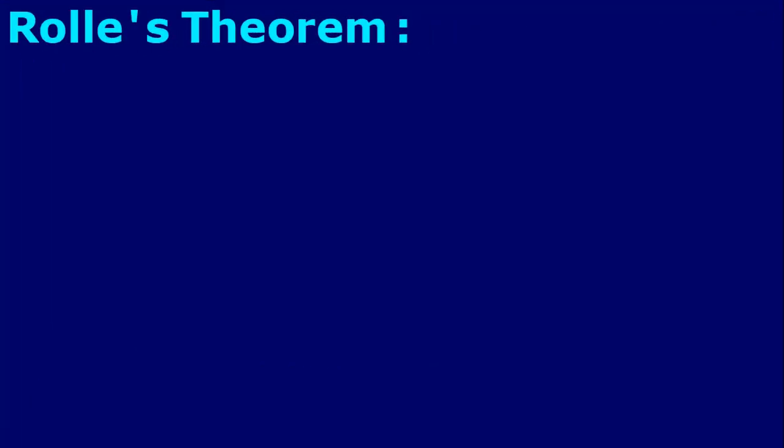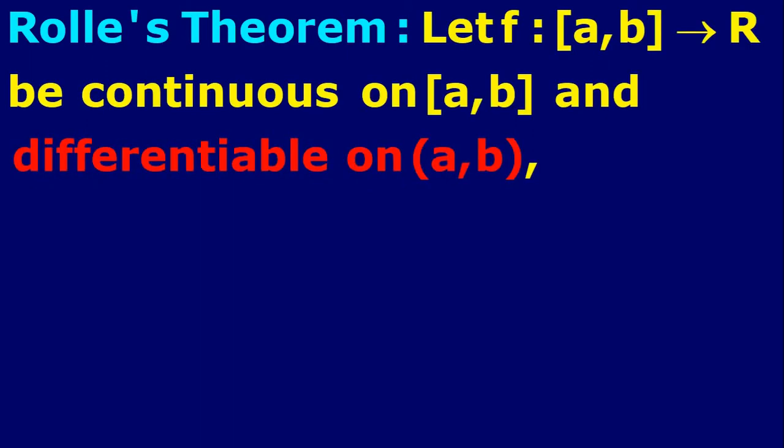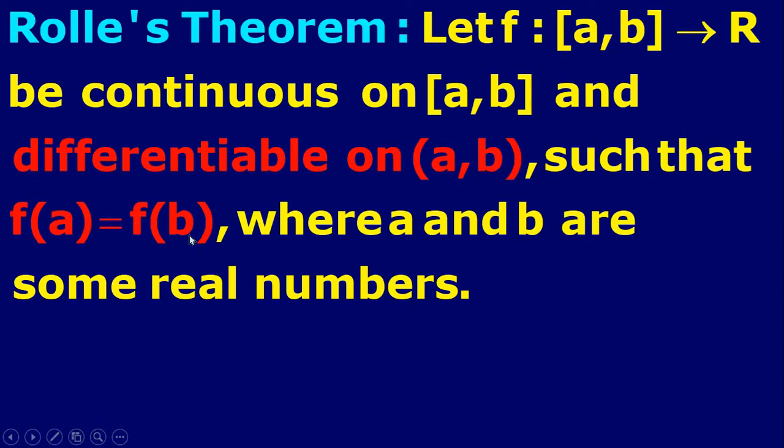First we see the definition of Rolle's Theorem. Consider a function f from closed interval a b to R, continuous on closed interval a b and differentiable in open interval a b. So these are the first two conditions: the function should be continuous on closed interval a b and differentiable in open interval a b, such that f of a equal to f of b. This is the third condition for Rolle's theorem.